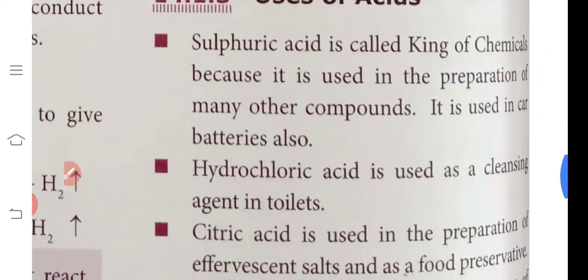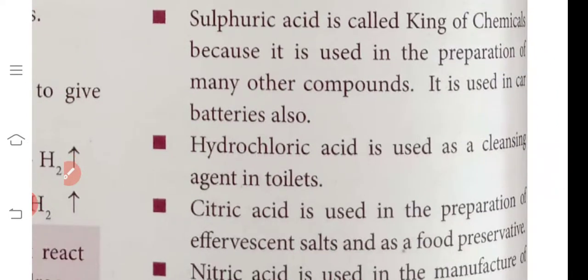Then uses of acid. Sulfuric acid is the king of chemicals. Sulfuric acid, H2SO4, is called the king of chemicals. It is a 1 mark question. It is called so because of the preparation of many other compounds.